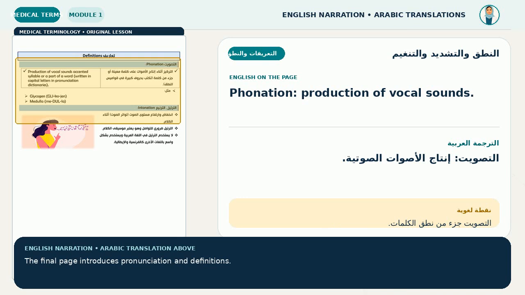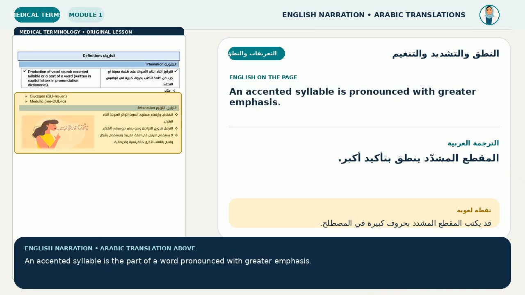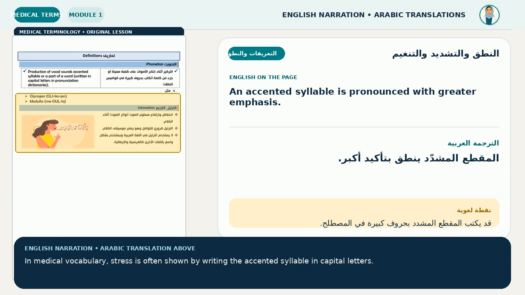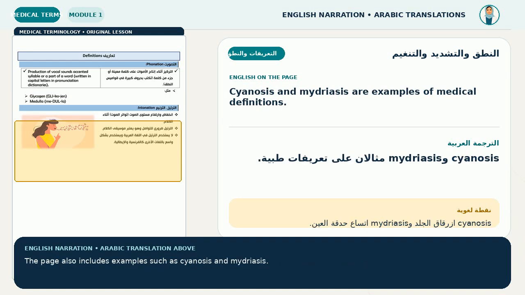The final page introduces pronunciation and definitions. Phonation means the production of vocal sounds. An accented syllable is the part of a word pronounced with greater emphasis. In medical vocabulary, stress is often shown by writing the accented syllable in capital letters. The page also includes examples such as cyanosis and mydriasis.